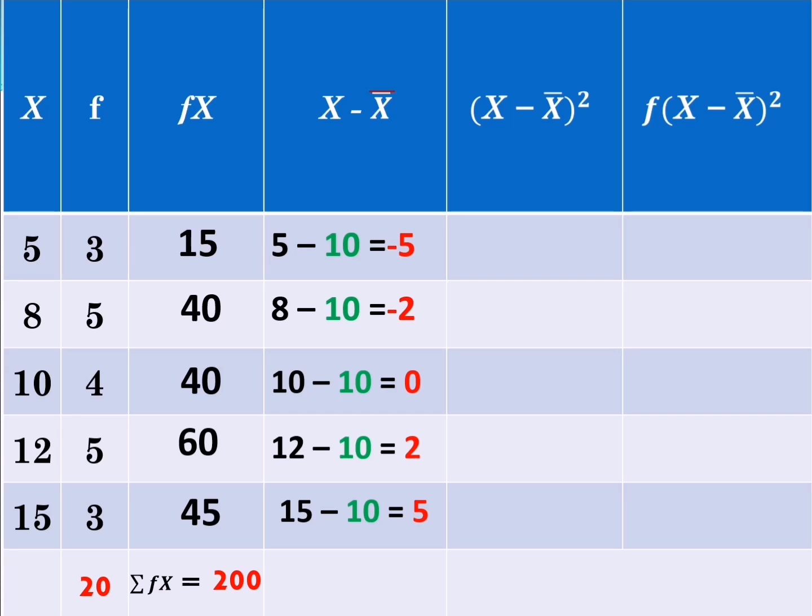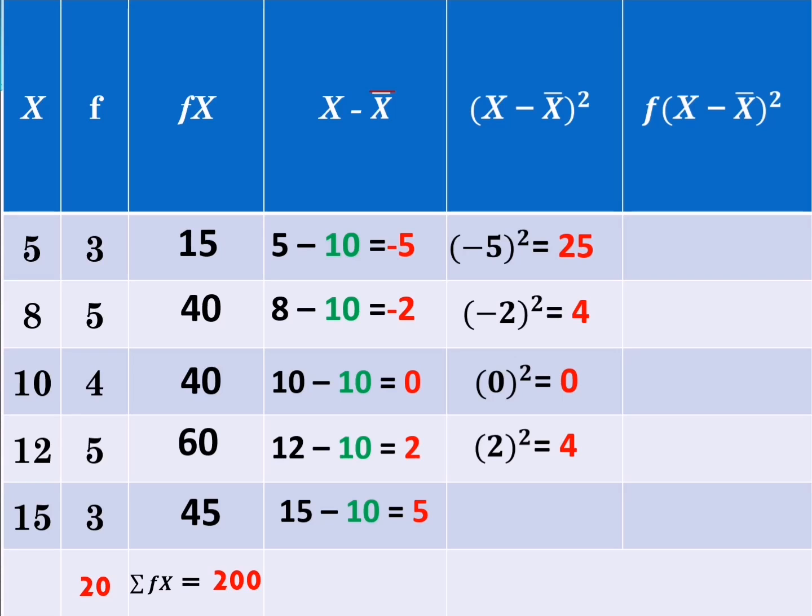And then next column, we're going to multiply the x minus mean to itself. X minus mean quantity squared. Therefore, negative 5 squared, that is 25. Negative 2 squared, that is 4. 0 squared, we have 0. And 2 squared, we have 4. And 5 squared, we have 25. Next column, the column of x minus mean quantity squared, we're going to multiply it to the frequency. Ito yung frequency natin. To find the last column.